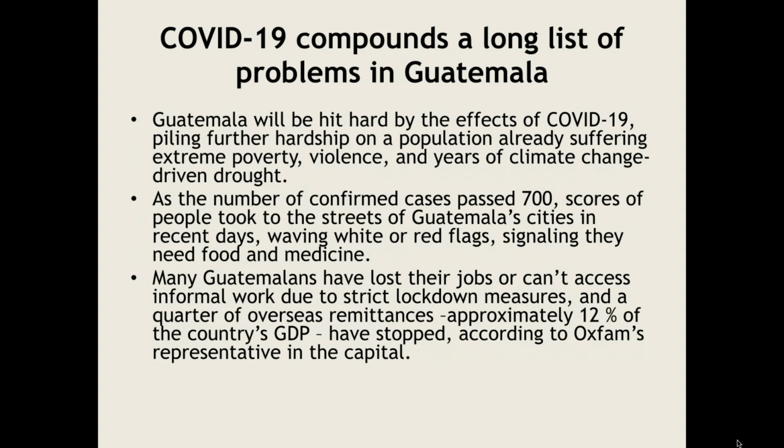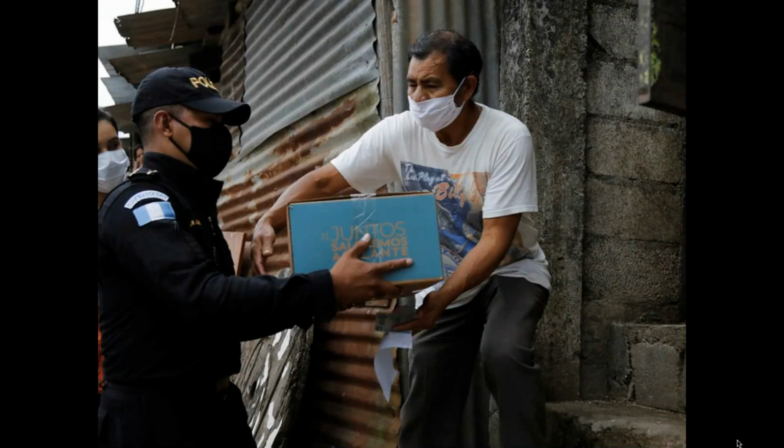In Guatemala, already suffering a huge amount of poverty, I was down there and have seen part of the situation. As the number of confirmed cases passed 700, many people took to the streets of Guatemala cities in recent days, waving white or red flags, signaling they need food and medicine. Many Guatemalans have lost their jobs or can't access informal work due to strict lockdown measures, and a quarter of overseas remittances, approximately 12% of the country's GDP, have stopped. It's a picture of Guatemala.